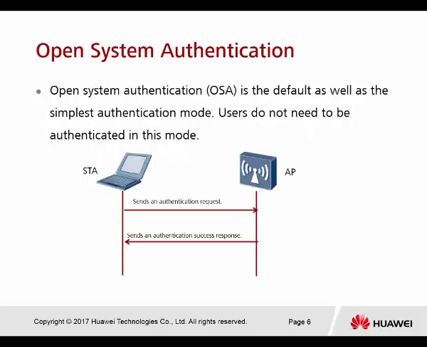The first one is Open System Authentication, OSA. It is the default as well as the simplest authentication mode. Users do not need to do any authentication in this mode. Like right now, the STA wants to associate with the AP, so we just click on the SSID on our laptop. It sends the authentication directly and associates with the AP directly, without any authentication.